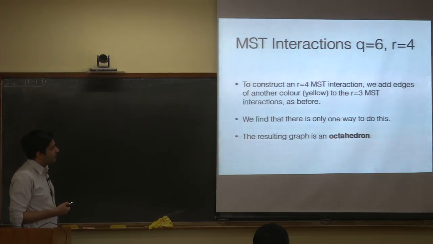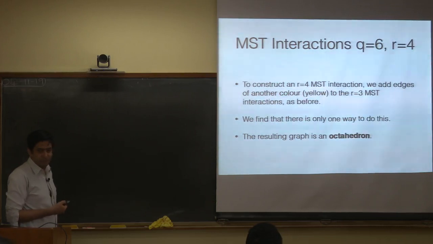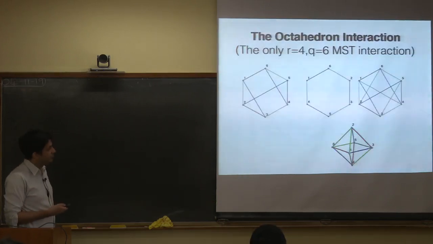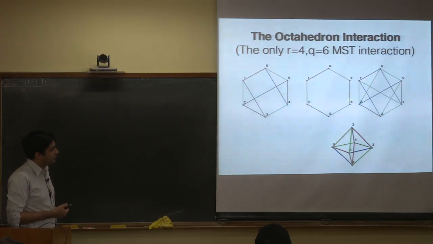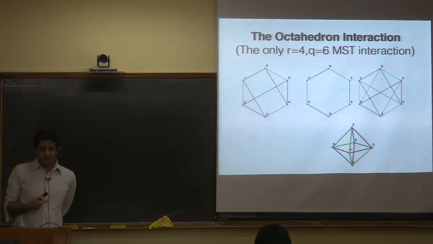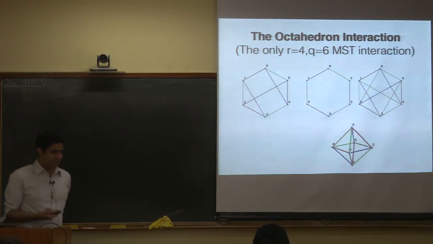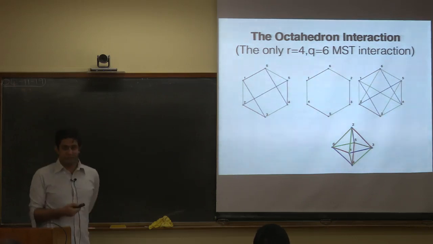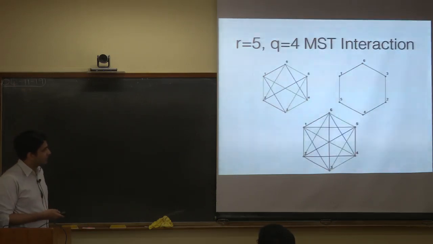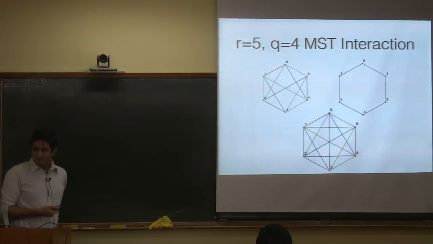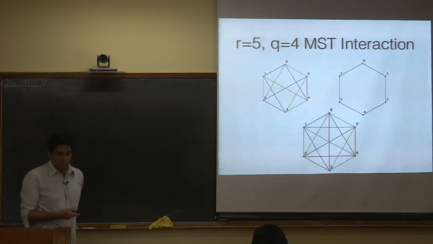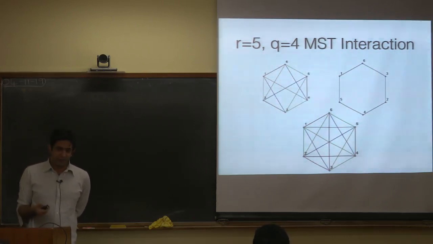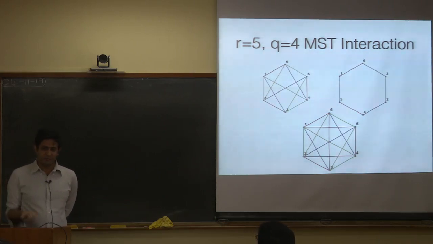If you want to add a further color, which we take to be yellow, it turns out there's just one way of doing this, which is pictured here, and that gives rise to a graph which is an octahedron. So there's just one R equals 4, Q equals 6 maximally single trace interaction, and you can add one more color to that to get R equals 5. This should be Q equals 6, and that's the most R can be. So the largest value of R is 5 for Q equals 6.